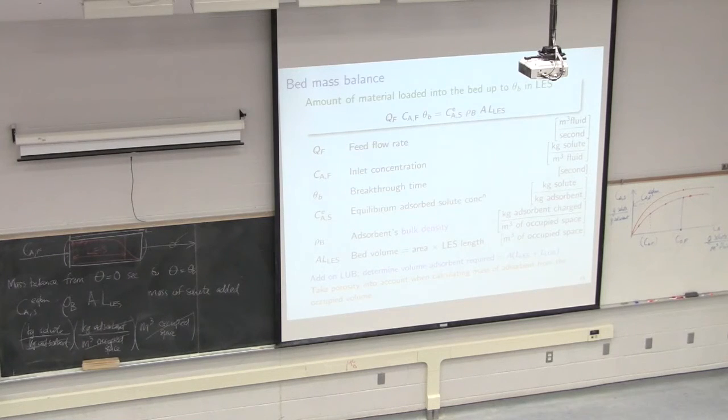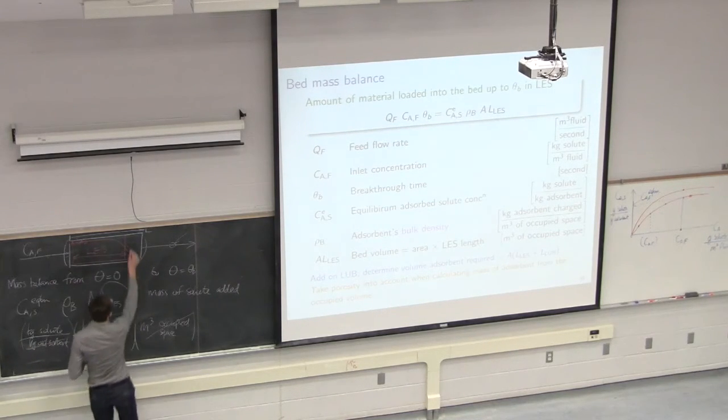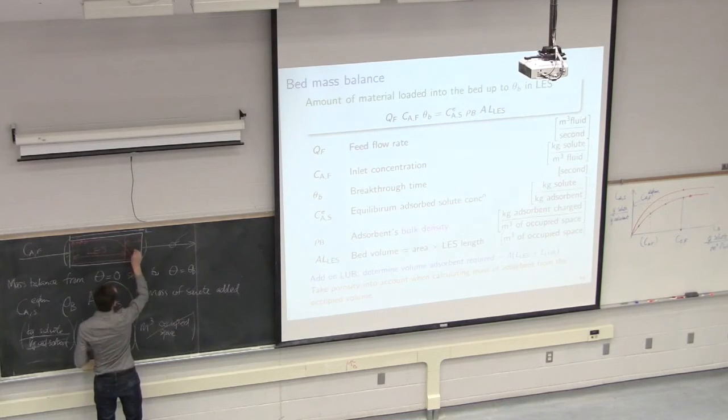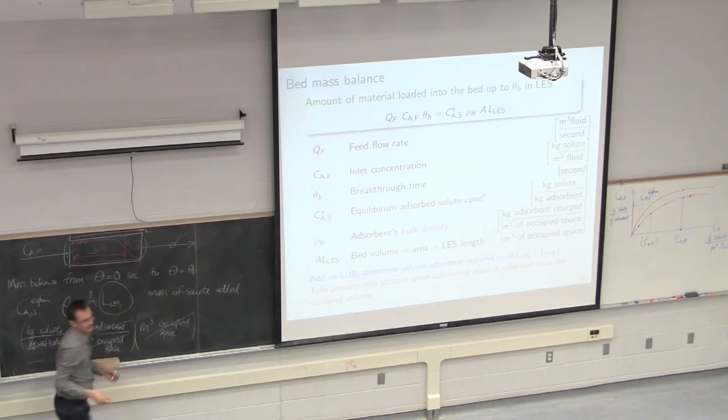Okay, this equation, if I solve it, will get me one number that I'm really interested in, the length of the equilibrium section. That's part of the deal, but it still doesn't tell me how big my reactor is. To tell me how big my reactor is, I need to know LUB. The only way that you can find LUB is by doing lab experiments.